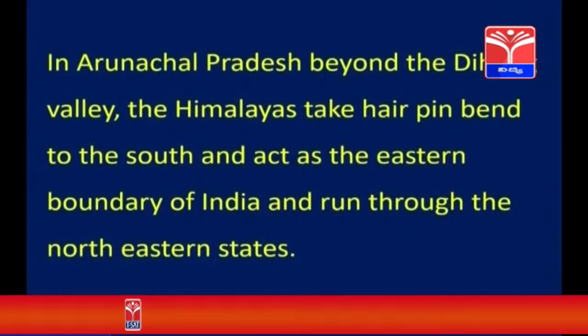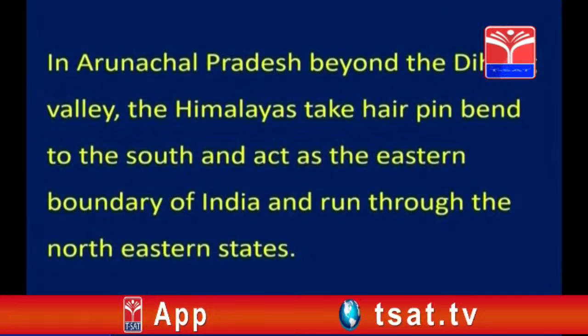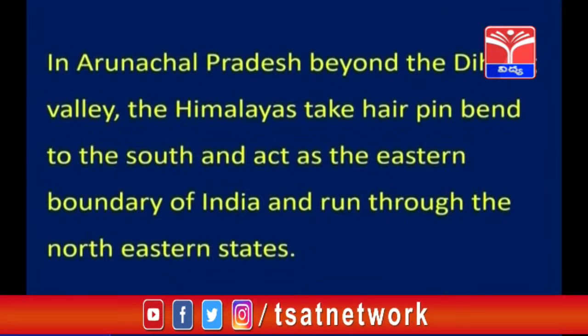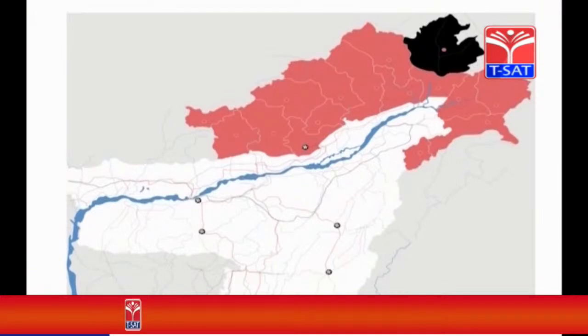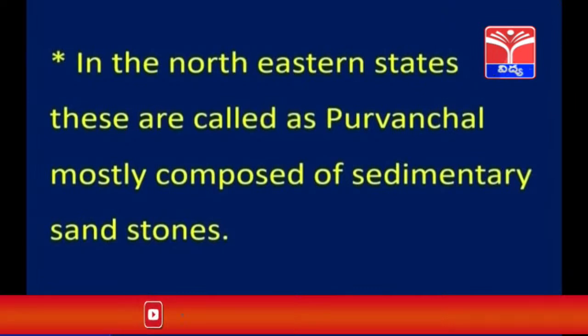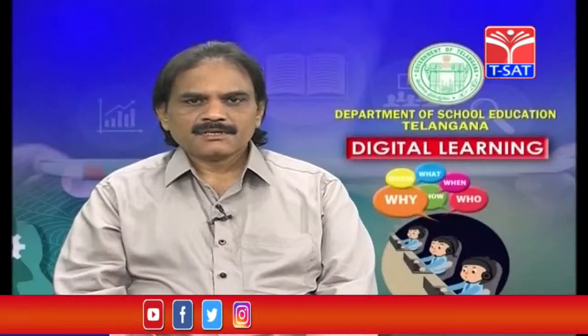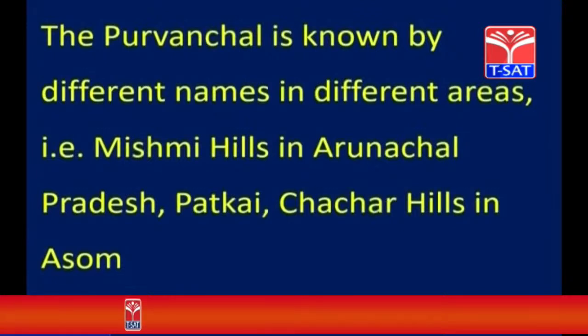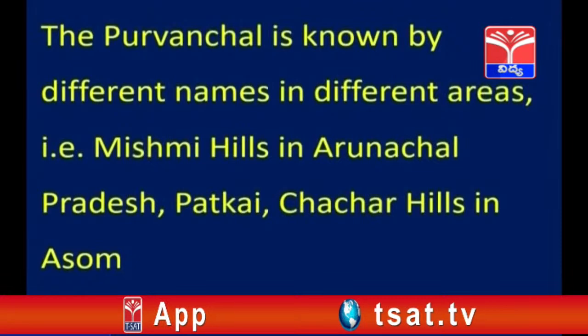In Arunachal Pradesh, beyond the Dihang Valley, the Himalayas take a hairpin bend to the south and act as the eastern boundary of India and run through the northeastern states. This is the Arunachal Pradesh one. In the northeastern states, these are called the Purvanchal, mostly composed of sedimentary sandstones. The Purvanchal is known by different names in different areas. That is Mishmi Hills in Arunachal Pradesh, Patkai Hills, Cachar Hills in Assam.